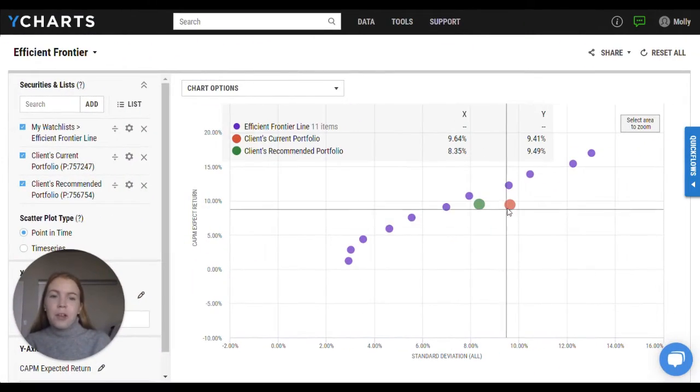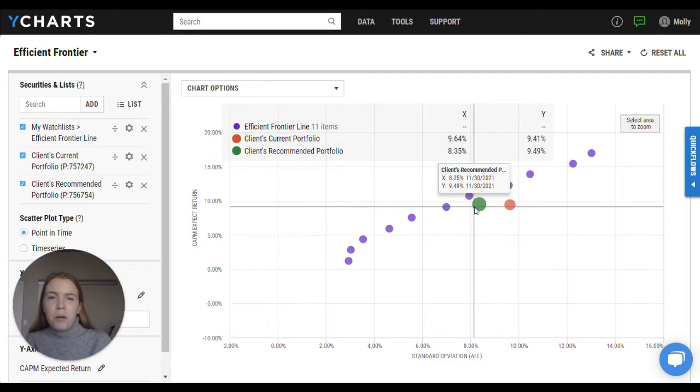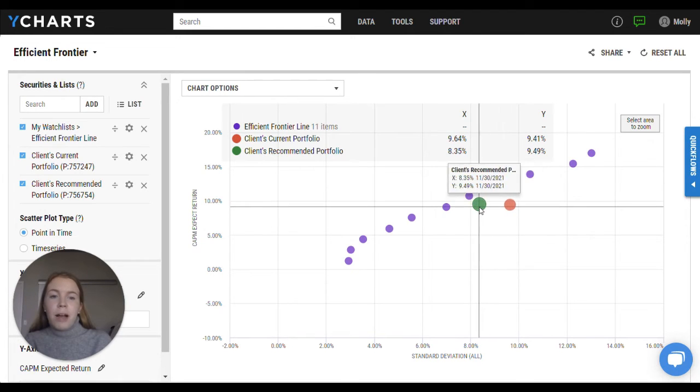Within the scatter plot, you can plot your client or prospect's current portfolio along an efficient frontier, as well as the recommended portfolio that may be better suited for them. Both of these portfolios have the same amount of expected return, but the recommended portfolio sports a full percentage point less of risk. This use is great for client acquisition.